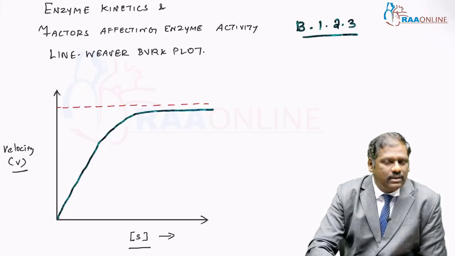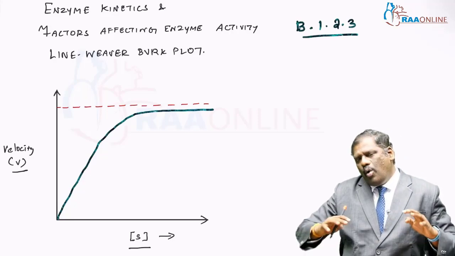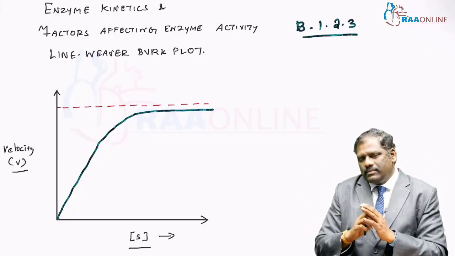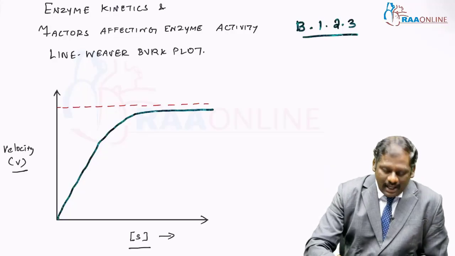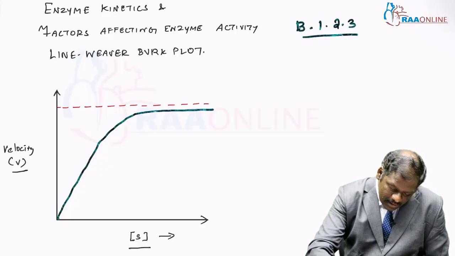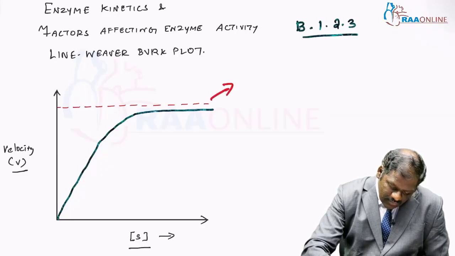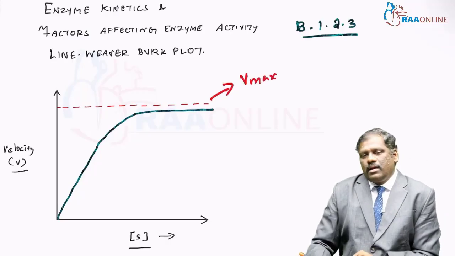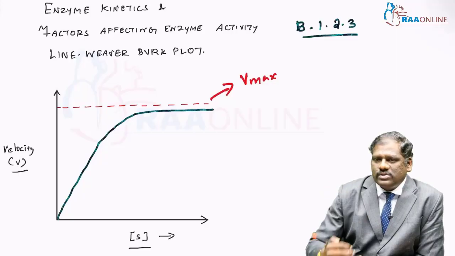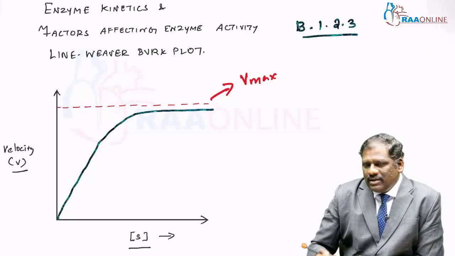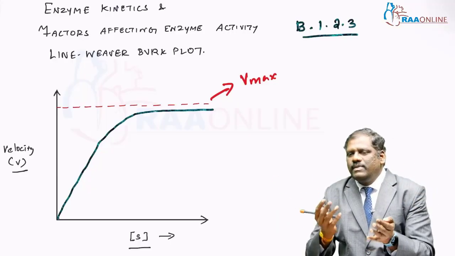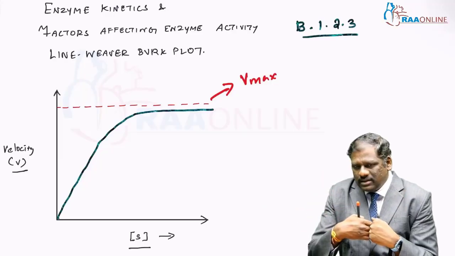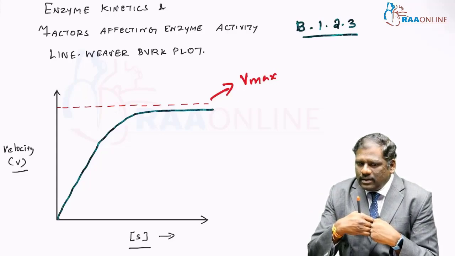So, what is this point? This is the point at which all the enzyme active sites have been used up. It is not actually the case. See, this red line which I have marked here is called Vmax. Okay, this is the maximum velocity. So, what do you mean by Vmax? Vmax is the one in which all the active sites of the enzyme have been bound by the substrate. This is called Vmax. You get the point? Right.